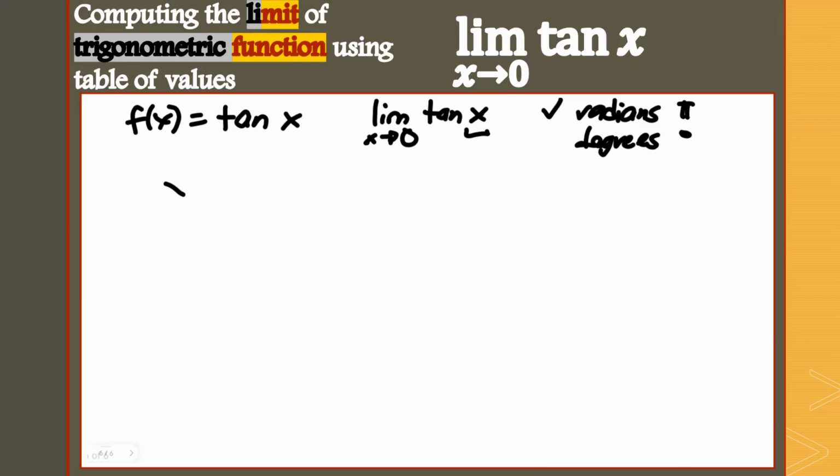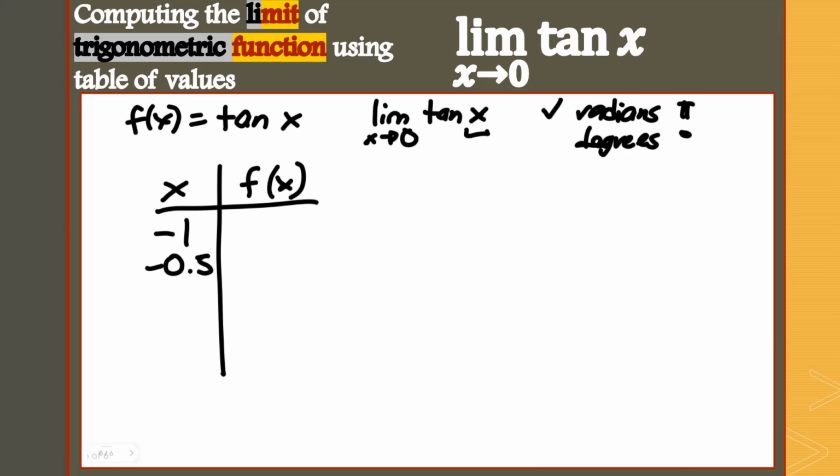So let's start with x's from the left of 0. Let us use -1, and as we go closer to 0, you can use -1/2 or -0.5, and you can even use -0.1 or -1/10. Let's use calculators if you would like to. Plugging them in your calculators, you will get these approximated values. For -1, if you plug that in on tangent of x, you will get an approximated value in 4 decimal places.